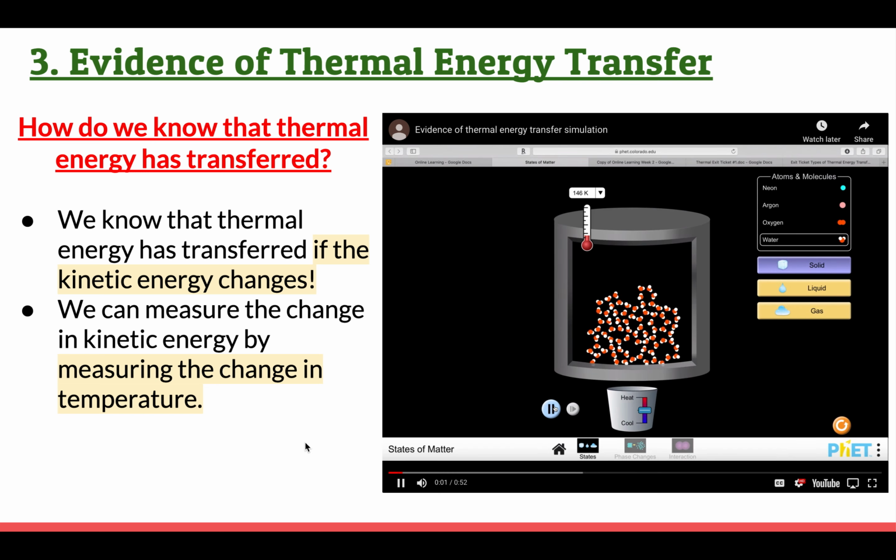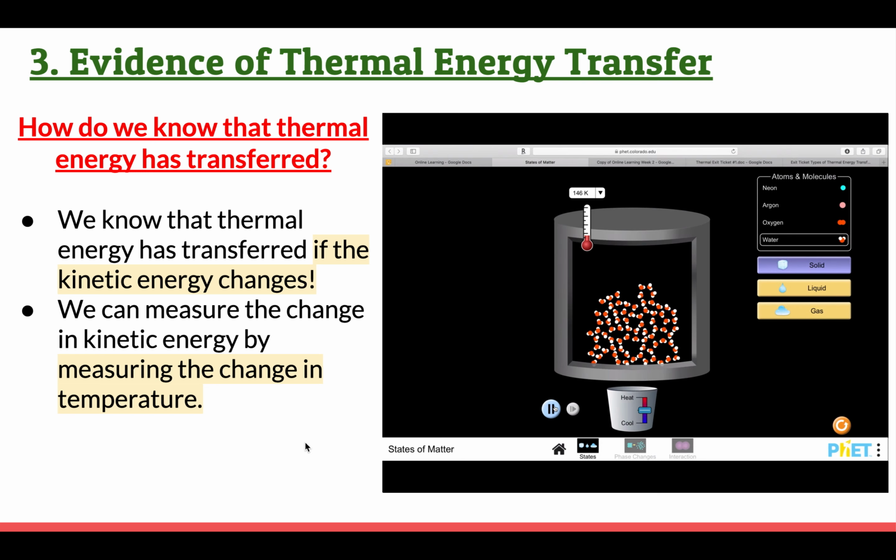Alright, so one more time, how can we know that thermal energy has transferred? Well, we know that thermal energy has transferred if the kinetic energy changes. So when I add thermal energy, how can I know that thermal energy from the fire has transferred to the particles? Well, if the particles start to move faster and their kinetic energy changes, that's how I will know that thermal energy has been added.